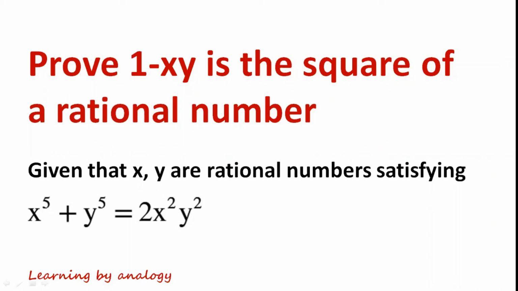Given that x, y are rational numbers satisfying x to the power of 5 plus y to the power of 5 equals 2x squared y squared. Proof. 1 minus xy is the square of a rational number.